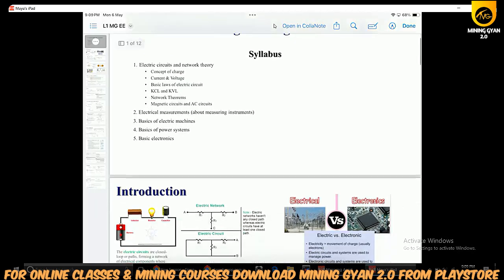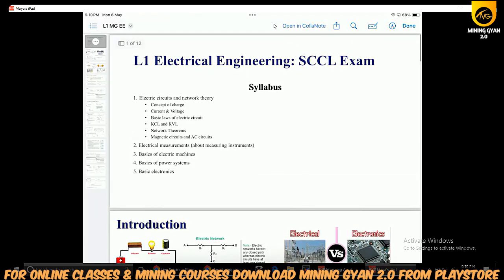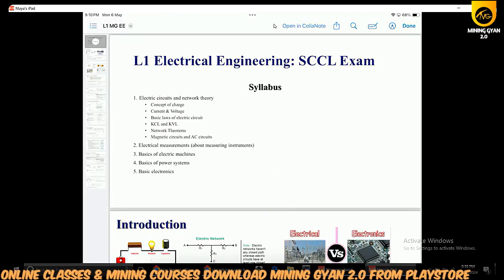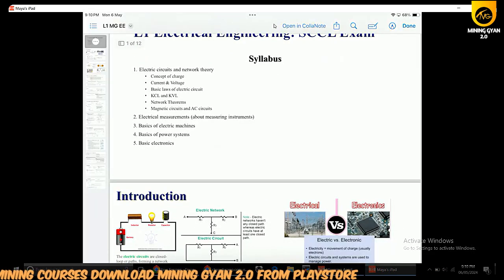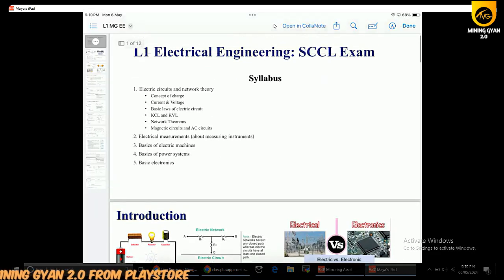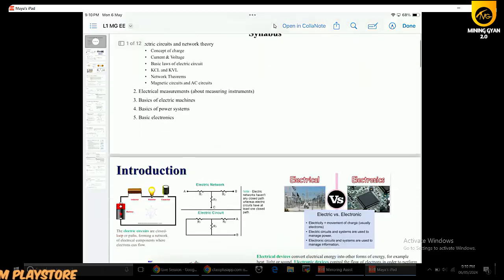Then we will understand different kinds of network theorems, for example Norton's theorem, superposition theorem, or Millman's theorem, in order to calculate these basic parameters quickly, so that we will go for the network reduction techniques, and these things will come under the section network theorems, right? After that we will study the basic difference between magnetic circuits and AC circuits.